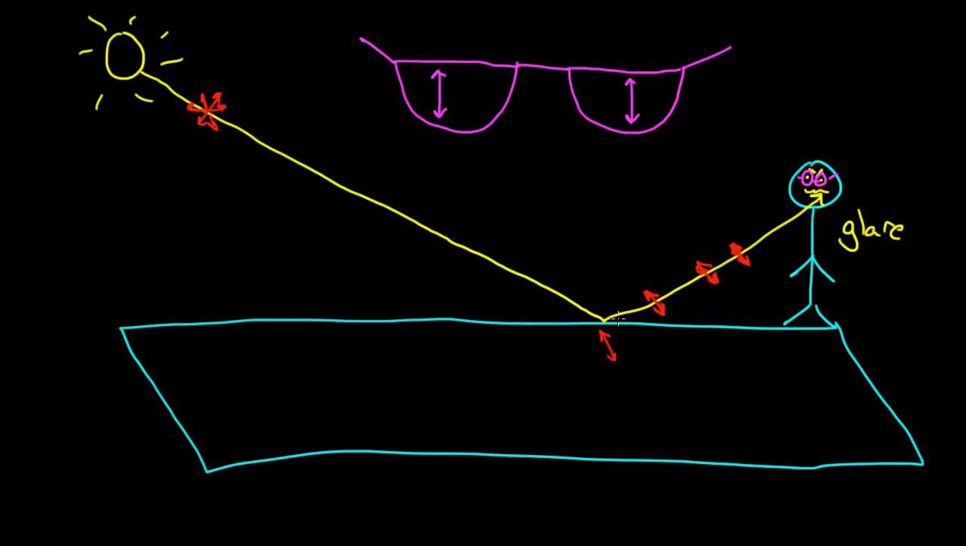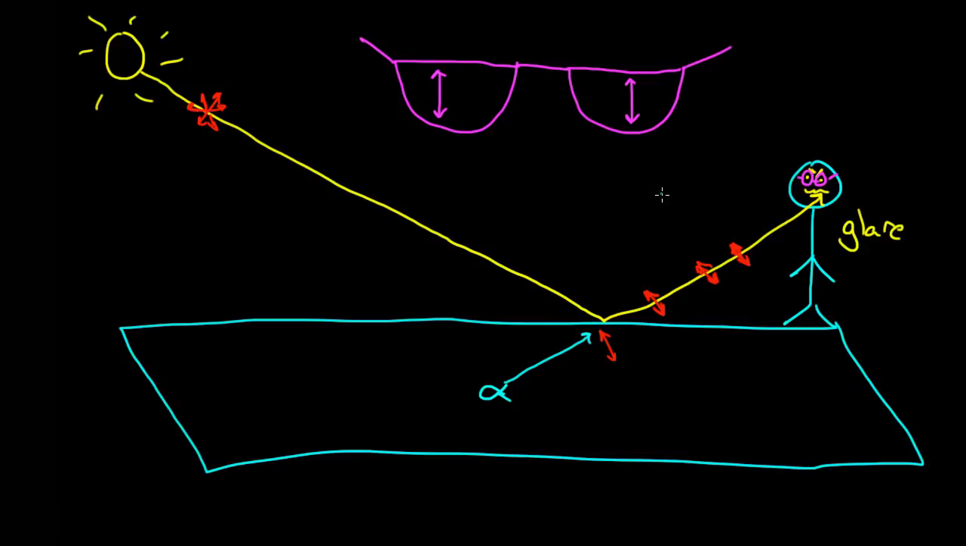Also, fishermen like it, because if you're trying to look in the water at fish, you want to see in through the water. You want to see this light from the fish getting to you. You don't want to see the glare off of the sun getting to you. So polarized sunglasses are useful.